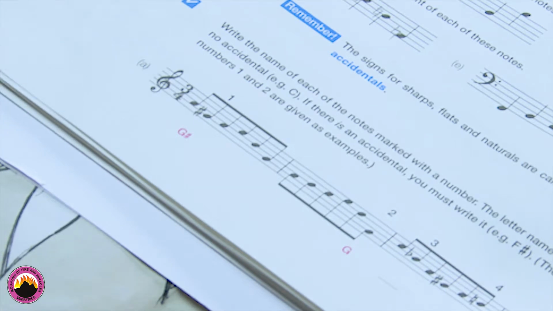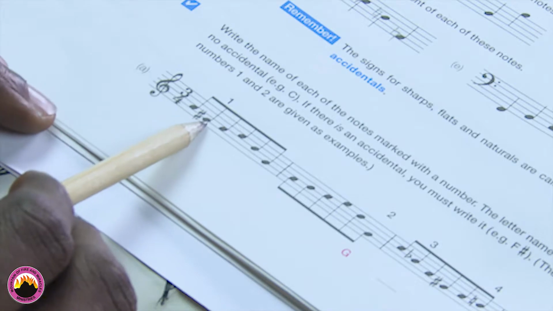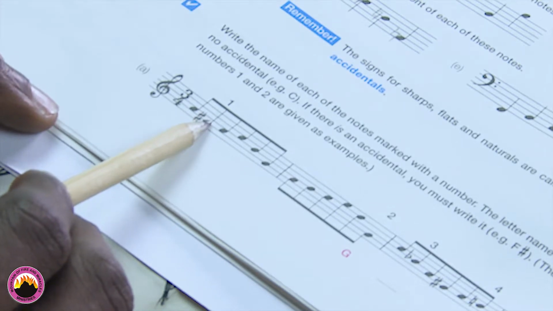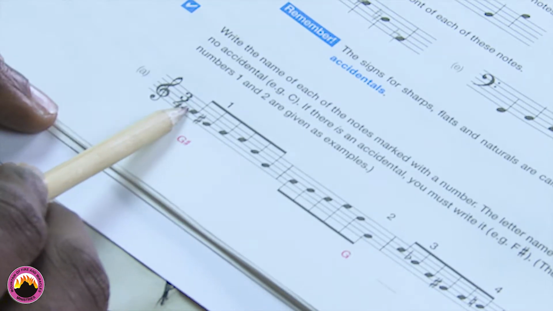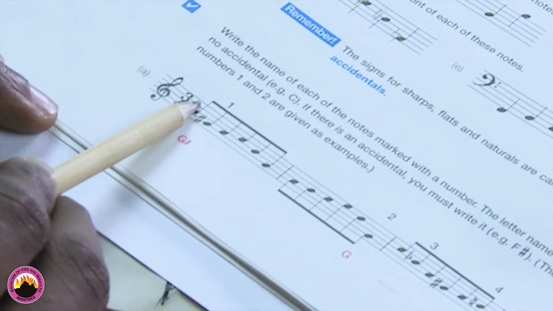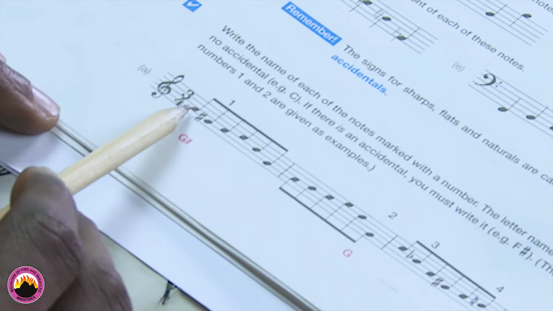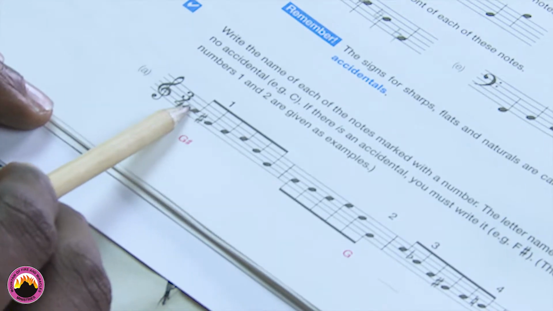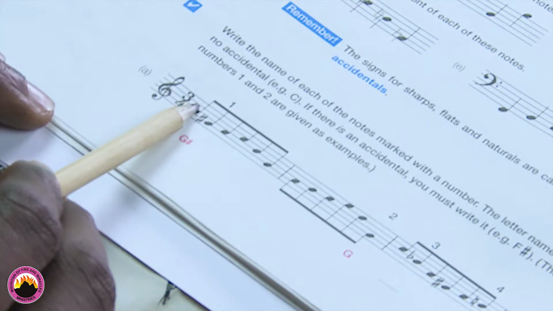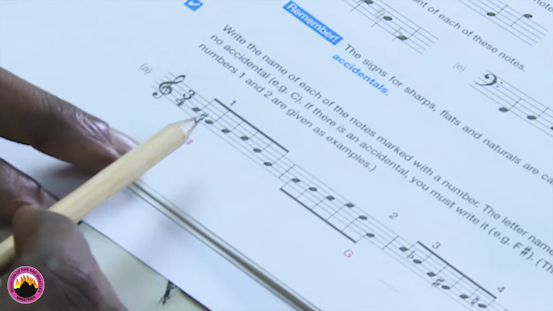And on the treble clef, you have your second line as what? Your second line is G. Remember, your first line on your treble clef is E, then your second line is G, your third line is B, your fourth line is D, and your fifth line is F. Your first space is F, your second space is A, your third space is C, and your fourth space is E.